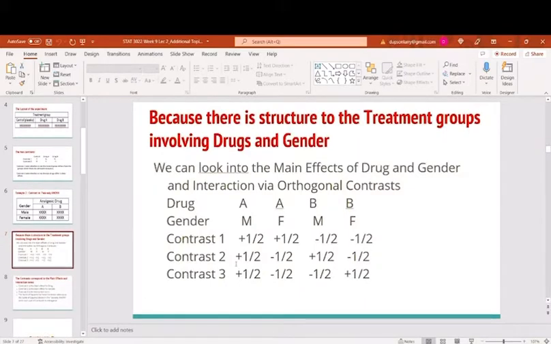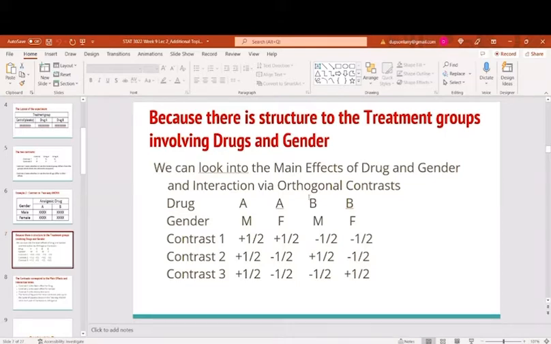Now I want you to take a look at this. I write drug A, drug B, and I write gender, male and female, because drug A and B will actually be used by male and female. Okay. Now, because we have 2 by 2, 2 levels by 2 levels, which is going to be 4, right? 2 times 2 is 4, right? What is going to be the degree of freedom for that? You're basically going to have 3 contrasts.